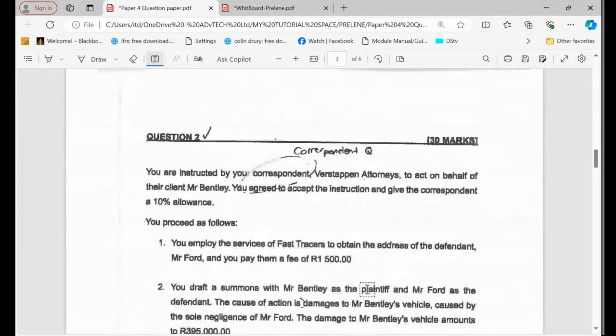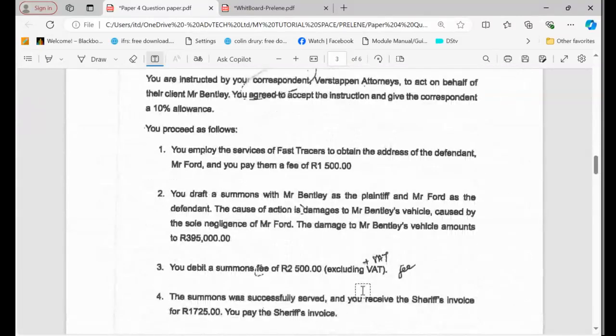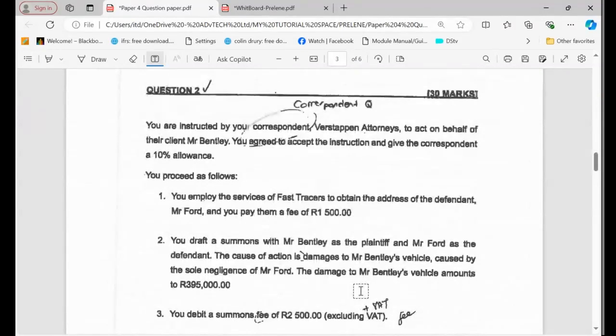Let's look at the correspondence. Yeah, this is question 2.